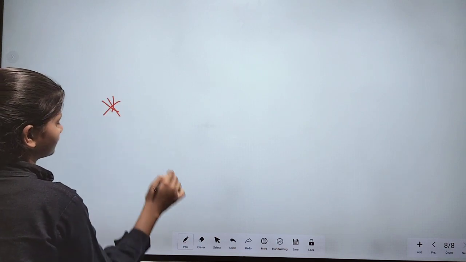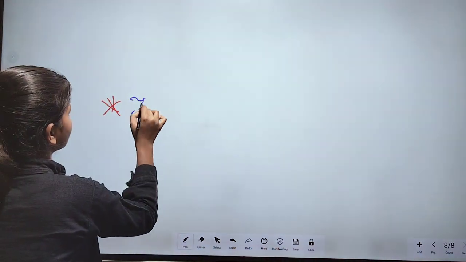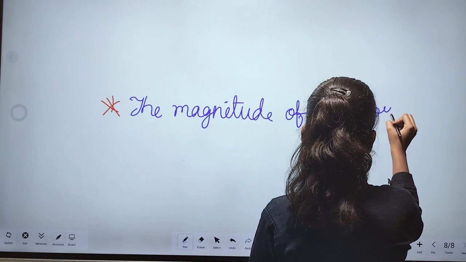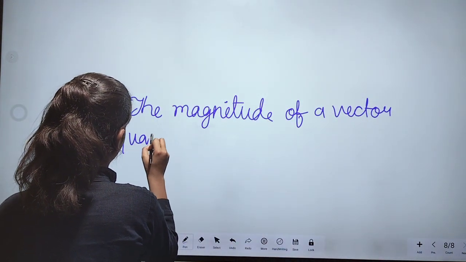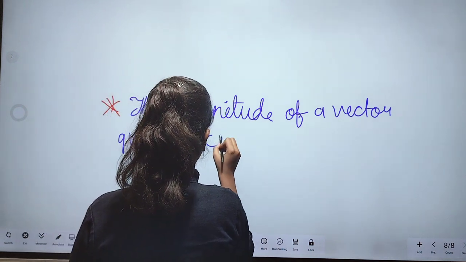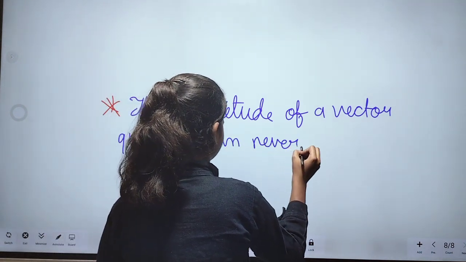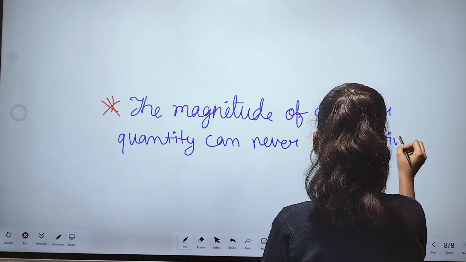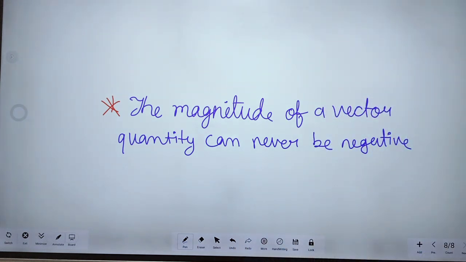Here is a point to be noted: the magnitude of a vector quantity can never be negative. Okay, this is the point that the magnitude of a vector quantity can never be negative.